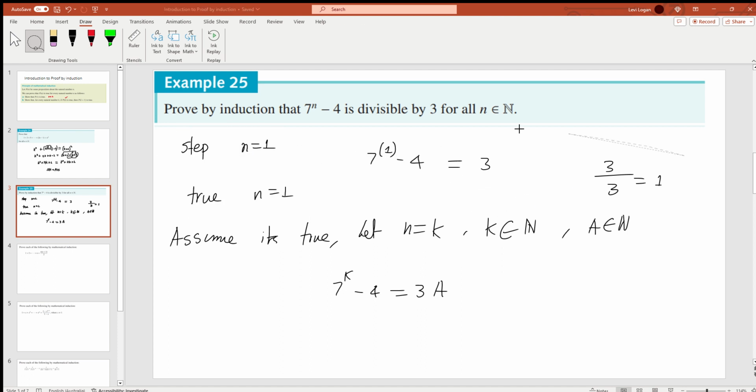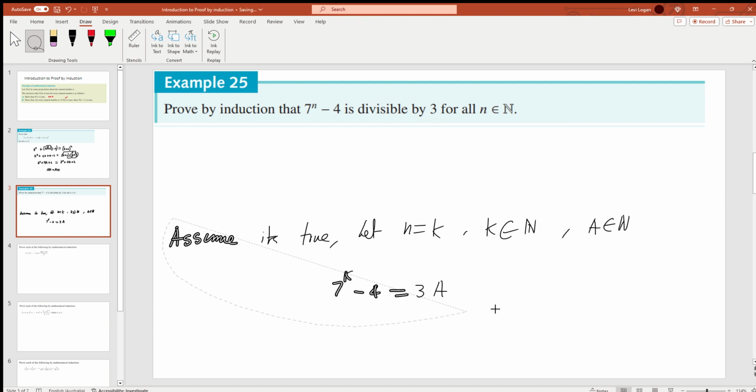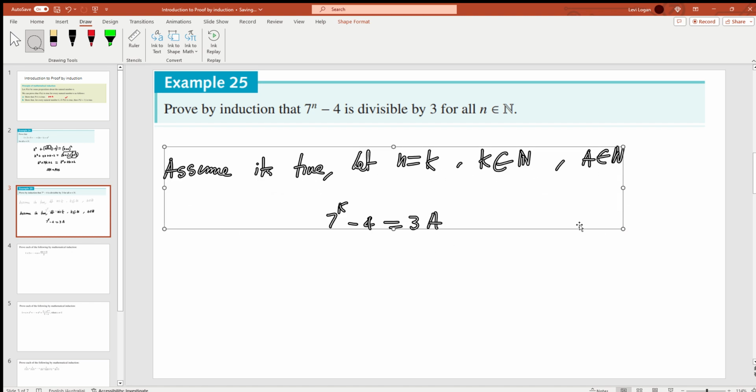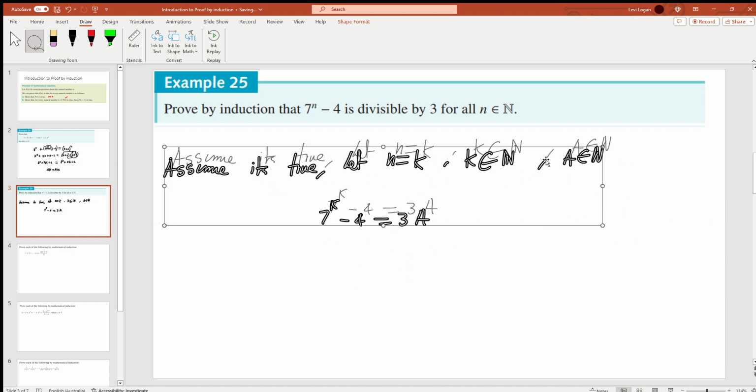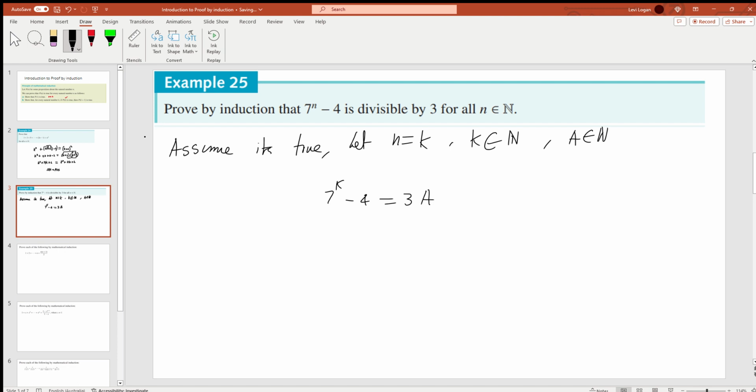So now I'm going to get rid of this stuff here because we don't need it anymore. But keep that working in like your book, obviously, and if you're doing a test as well. I'm just rubbing it out because I'm going to need room. Right, so assume true for k plus 1, and then I'm going to define another letter b. So b belongs to natural numbers, and you'll see why in a sec.